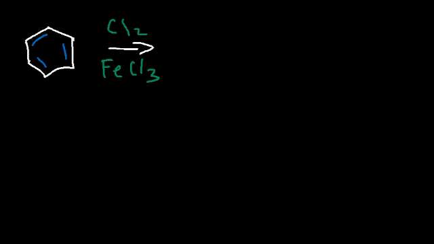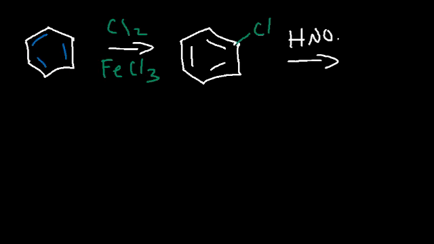Now, starting with benzene, what's going to happen if we add Cl2 with FeCl3? This reaction is called chlorination, and all we've got to do is just add a chlorine to the benzene ring. Now, what if we add nitric acid and sulfuric acid to this product? What's going to happen? This is nitration, and chlorine is an ortho-para director. So it can direct it to the second position or the fourth position. So the NO2 can go here, or it can go here.